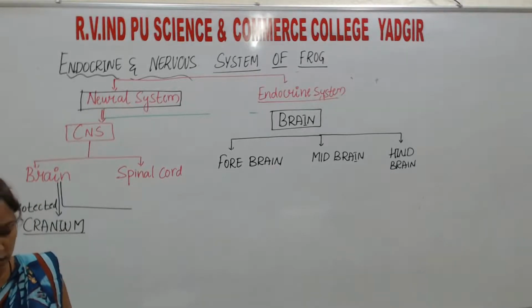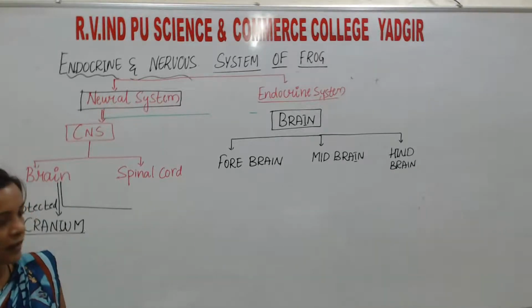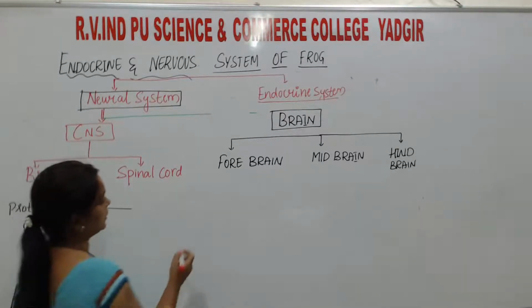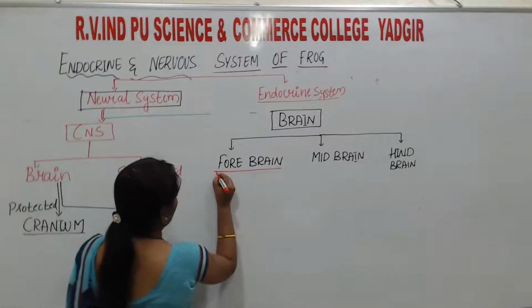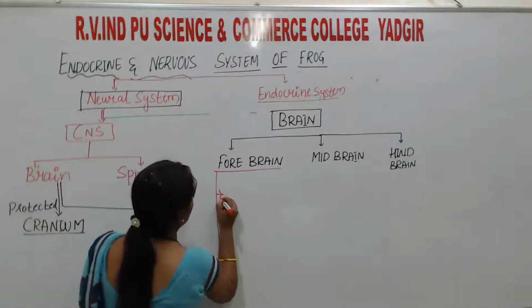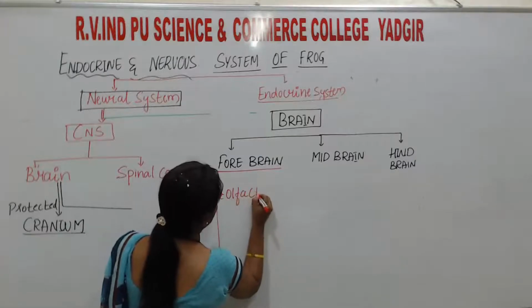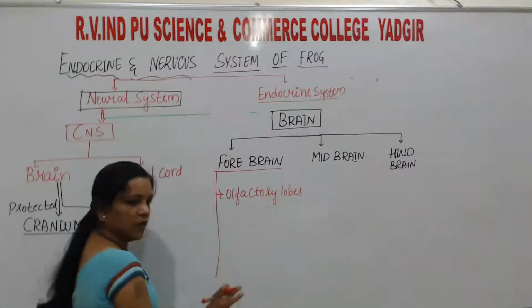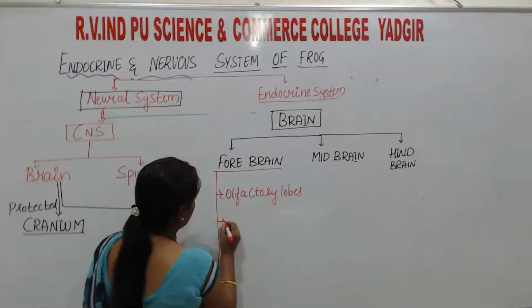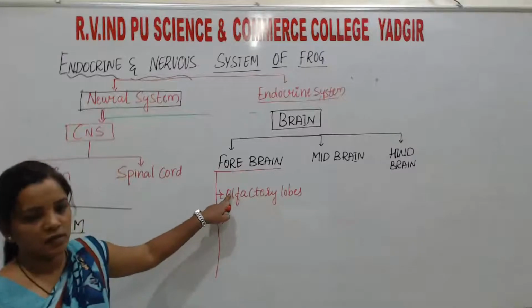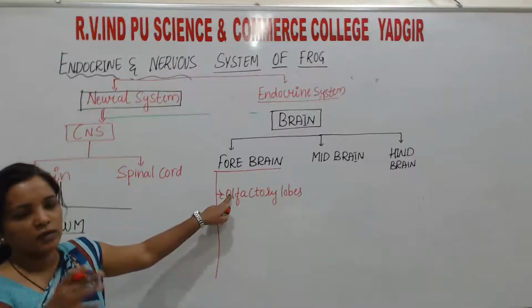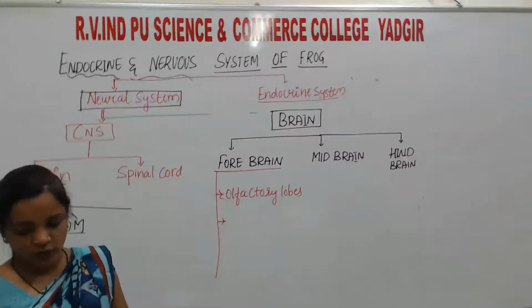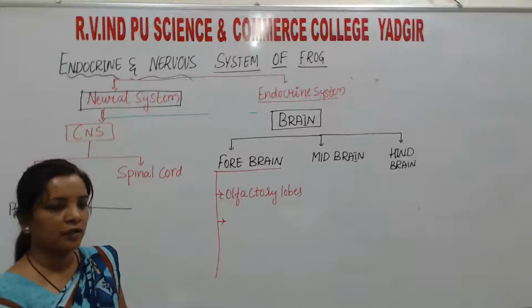Forebrain again has different parts, that is olfactory lobes. The forebrain has olfactory lobes. We are not studying any functions and structure, just name them, that's it. Olfactory lobes are present, which means the forebrain has different parts: olfactory lobes, paired cerebral hemisphere, okay.